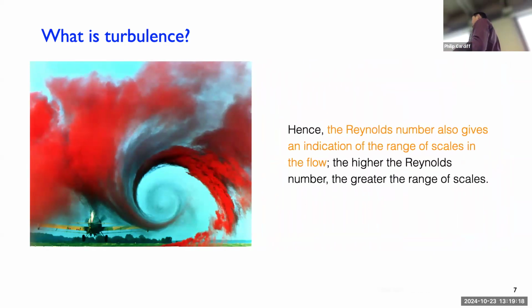Reynolds number can be interpreted in multiple ways. We can think of it as a ratio of inertial forces to viscous forces, and that's the way it was derived. But you can also think of it as an indication of the range of scales of the flow. So a large Reynolds number means that the ratio of the big eddies to the little eddies is very large. If you have a very low Reynolds number, then the eddies are all about the same size.